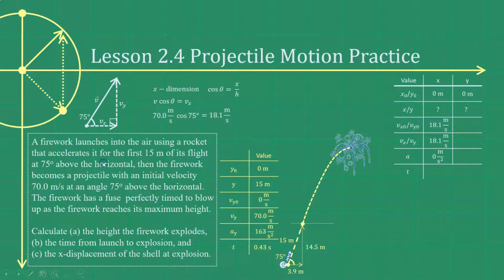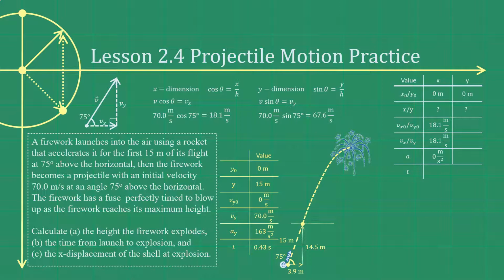In the y dimension, I'm going to use the same technique to solve trigonometry, except now I'm going to use sine instead of cosine because I'm looking for the opposite side. So I'm going to rearrange the equation again to solve for that opposite side: V times the sine of theta instead of cosine theta. And when I plug in my values to solve that, I find that the opposite side is 67.6 meters per second.